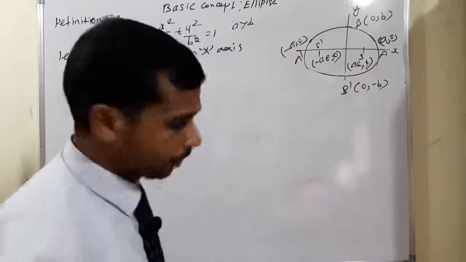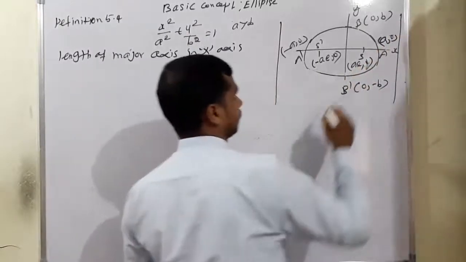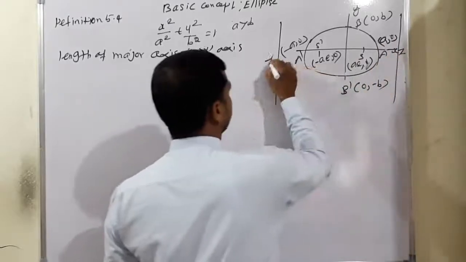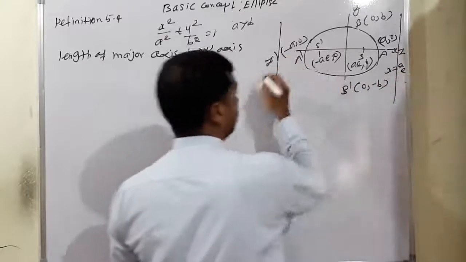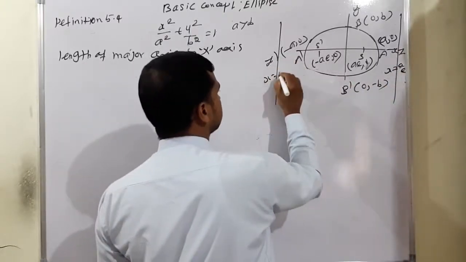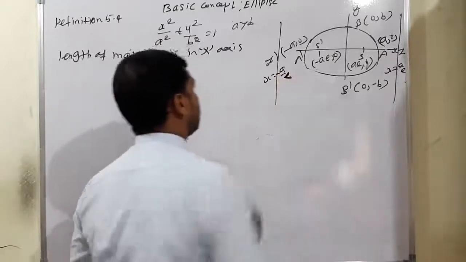Okay, so outside we already know that is called the directrix, isn't it? The directrix that is considered for, this is Z, and this is Z dash. So Z means x is equal to positive A by E, and on the negative side, x is equal to negative A by E. Okay, this is negative A by E.